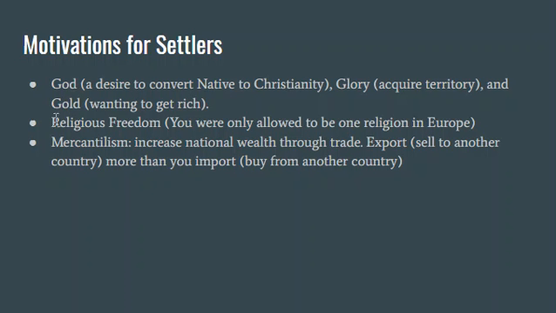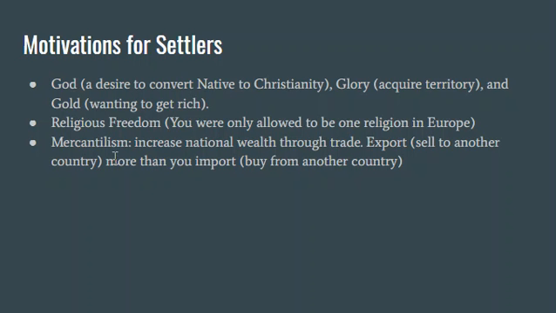A big one was also religious freedom. In Europe at the time, you usually had to be whatever religion that country was. So in Spain, you had to be Catholic. If you weren't Catholic, you were going to get kicked out, possibly even killed. If you were in England, you had to be part of the Church of England. If you weren't, again, you'd be fined, you can go to jail, you can be killed. You have to be part of the Church of England.